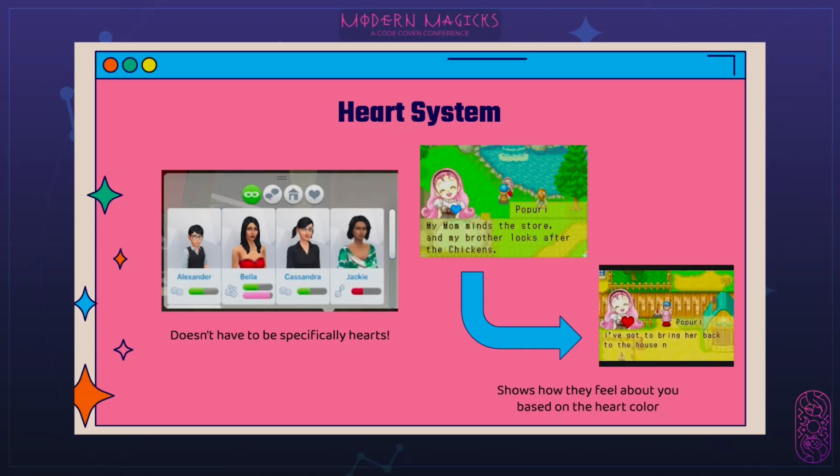The Sims does this by showing a little bar that indicates your relationship with another Sim, and Harvest Moon is a bit more obvious, where whenever you talk to a romanceable character, there's a little heart that gets bigger as your relationship grows.